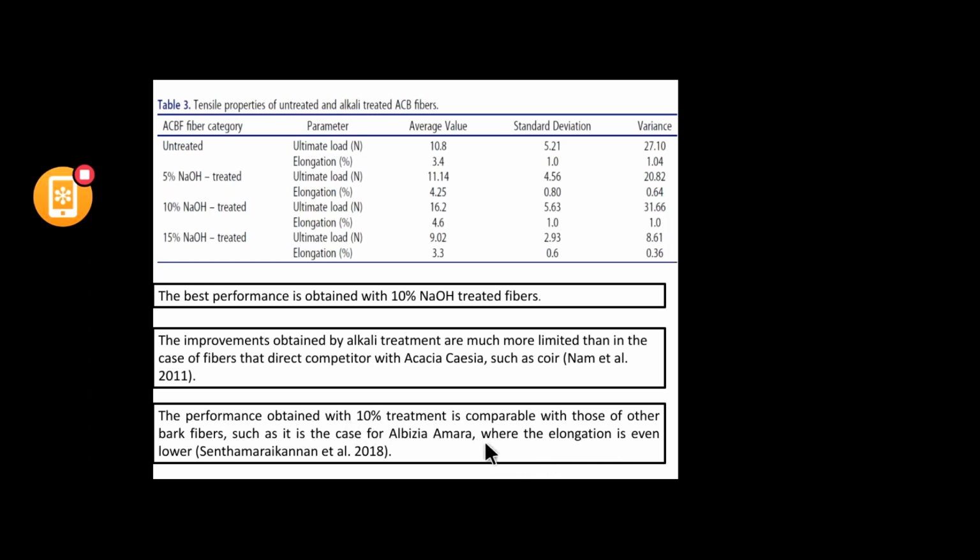The performance obtained by 10% treatment is comparable with those of other bark fibers, such as in the case of Albizia amara, where the elongation is even lower. During 2018, Sendamari Kannan and co-authors mentioned this.